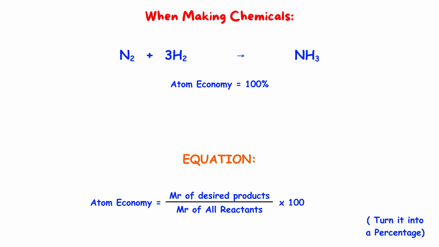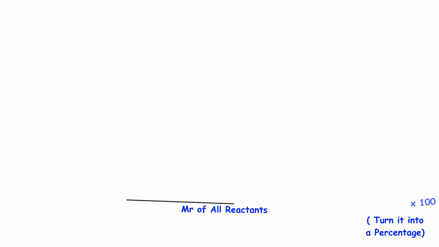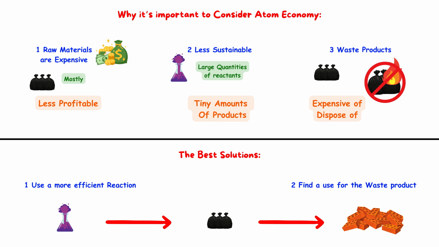Understanding atom economy is essential for several reasons. Firstly, raw materials are often costly, and if most of them end up as waste, the process becomes less profitable. Secondly, from an environmental and sustainability perspective, it is inefficient to use large quantities of reactants just to make small amounts of useful products. Thirdly, the waste products themselves can be problematic, both because they can be harmful to the environment and because it costs money and resources to dispose of them safely.